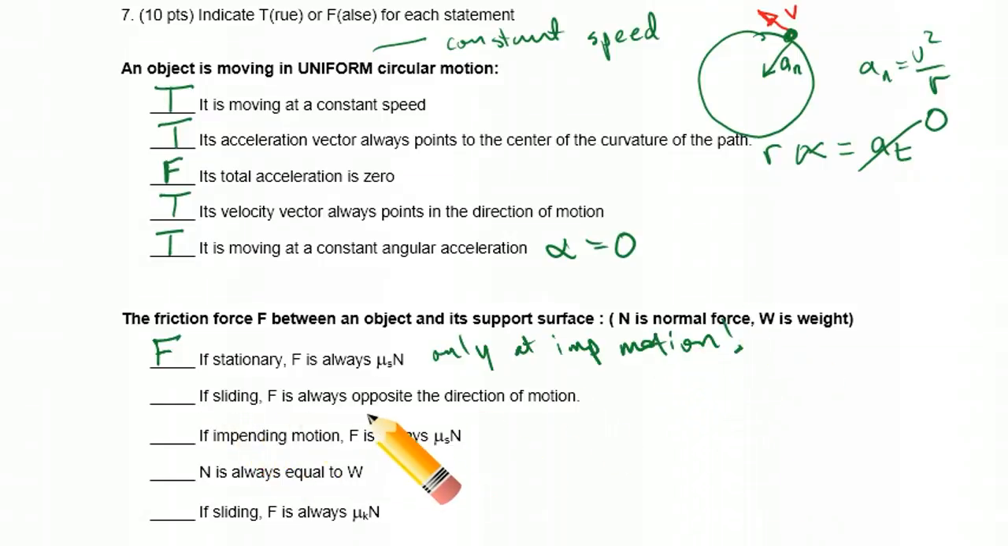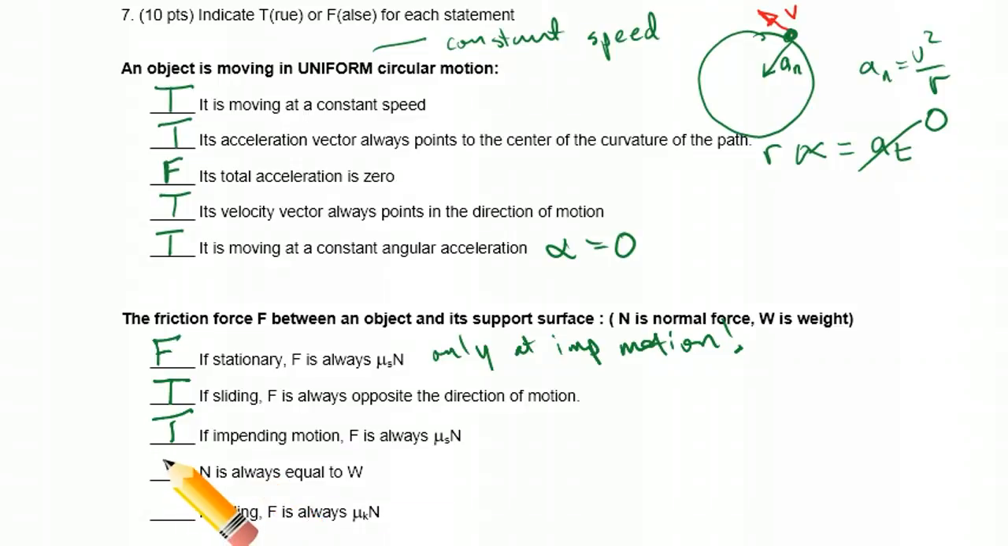If sliding, F is always opposite the direction of motion. Again, this is sort of a technicality in words. We'll go true here. Okay, it's always opposite the direction of the relative motion between the object and what it's on. If the object it was on was actually moving forward or moving as well, then that may be different, but we're not trying to be that tricky. If impending motion, F is always mu sub s times N. That is true.